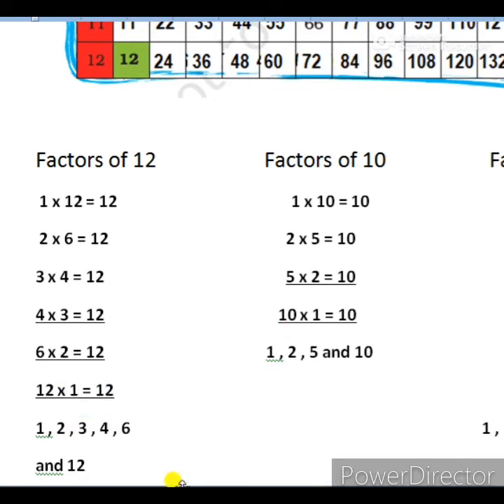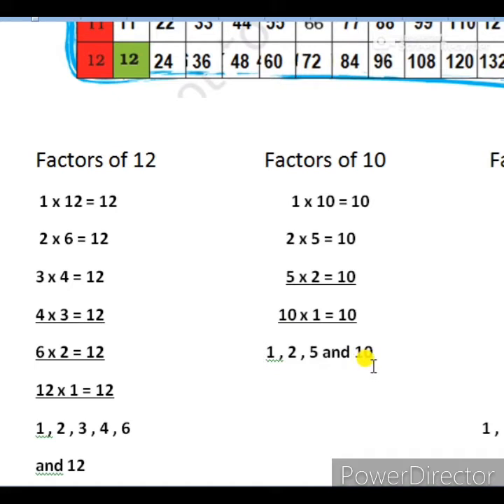Now see the factors of 10. Factors of 10 are 1 into 10, 10. So 1 is a factor, 2 5s are 10, 5 2s are 10. 2 5 and 5 2 are the same, repeating, so we don't want to take them again. So what are the factors of 10? 1, 2, 5 and 10. These are the factors of 10.